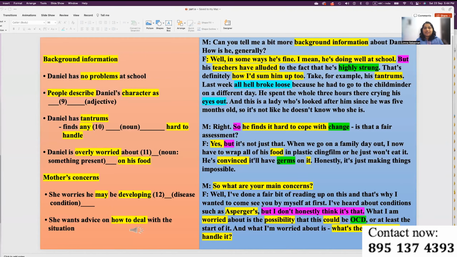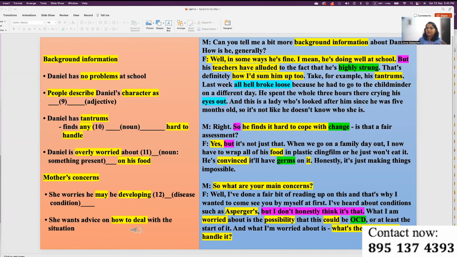Okay. Then again, the gap: people describe Daniel's character as dash. So we predict some adjectives will come. Anyway, in the script we can see, but again the contrast word. So our answer will come after this contrast word. So his teachers have alluded to the fact that he's highly strung. So highly strung is the answer. His teachers have alluded, the teachers have concluded that he is highly strung. His character is like that. That's definitely how I would sum him up too.